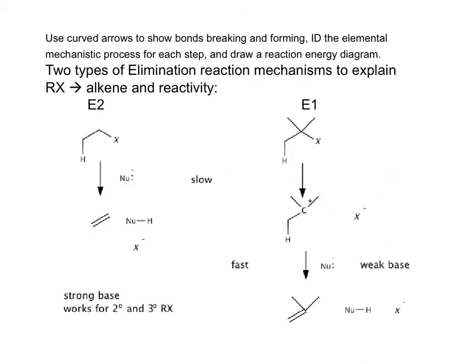The two types of elimination mechanisms are E1 and E2. So stop the video and use curved arrows to show how bonds break and form in each mechanism. So here are the answers. In the E1 mechanism, the leaving group leaves first to form a carbocation. Then the nucleophile reacts at the H bonded to the beta carbon. In the E2 mechanism, the nucleophile reacts at the H bonded to the beta carbon, and then the leaving group leaves. Remember that the 1 and the 2 refer to the overall order in the rate law for the experiment.